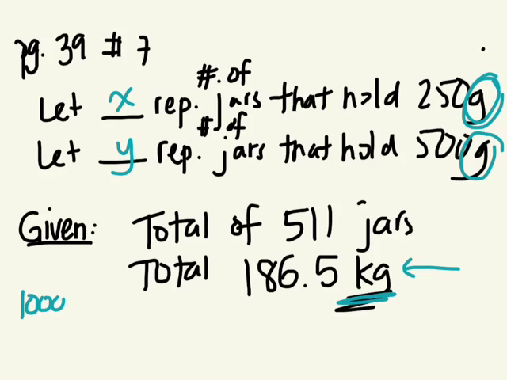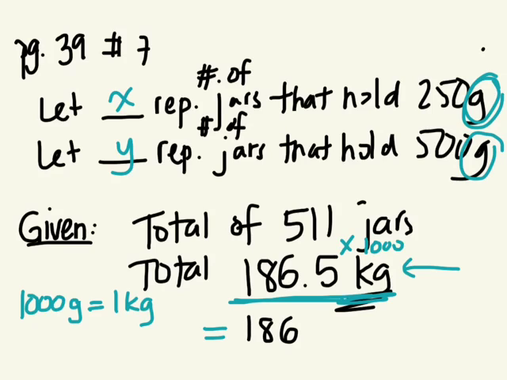Well, 1,000 grams equals 1 kilogram. So 186.5 kilograms, how many grams is that? We want to multiply this by 1,000, right? And we get 186,500 grams.